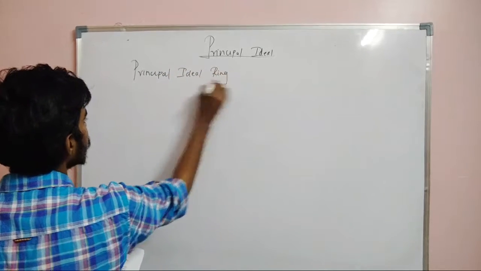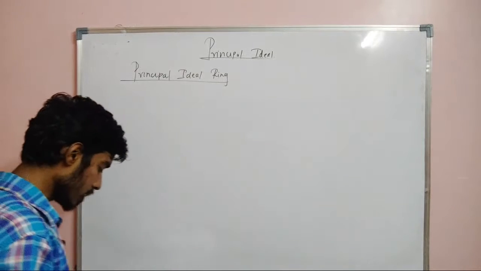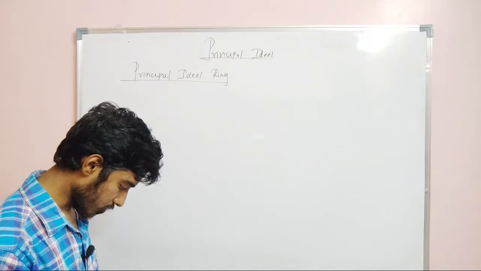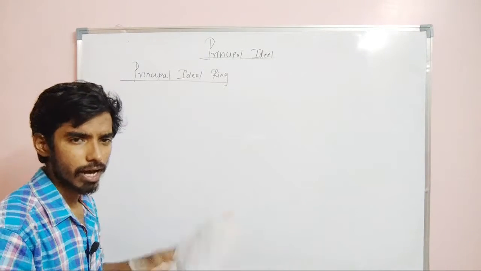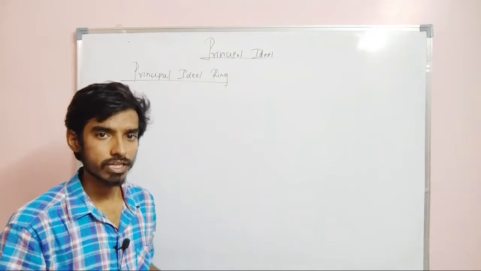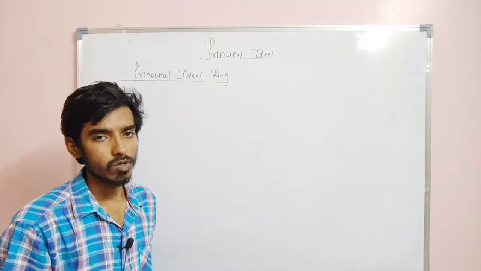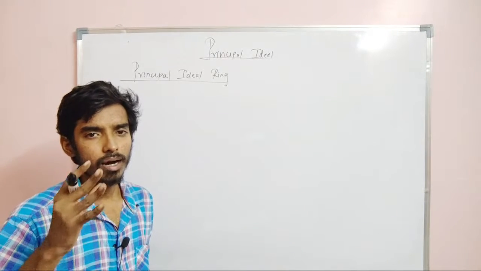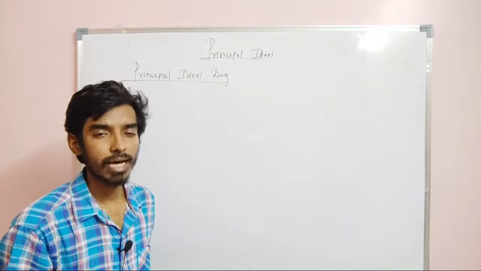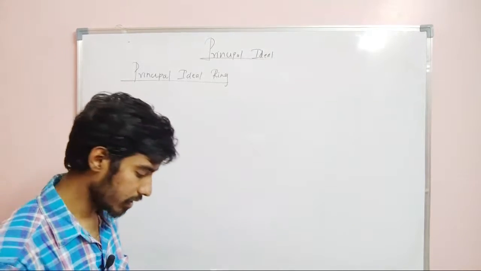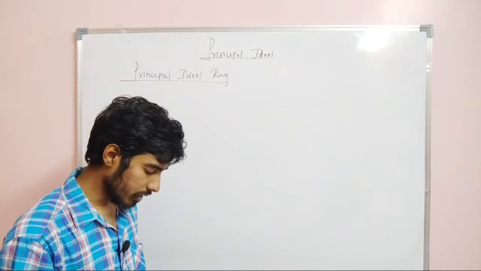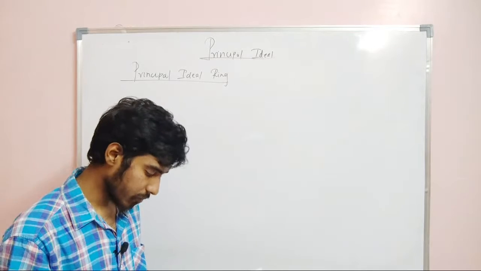A principal ideal ring is a commutative ring R without zero divisors in which every ideal is generated by a single element a. So if you collect all the ideals and verify that every ideal can be generated by a single element, then that ring is called a principal ideal ring, right? That is, every ideal is a principal ideal. Every ideal being a principal ideal means it is a principal ideal ring.